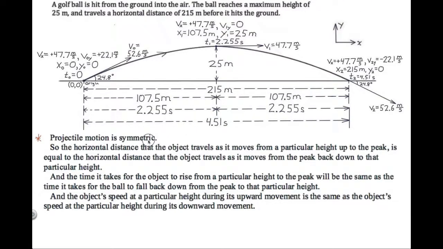Projectile motion is symmetric, so the horizontal distance that the ball travels as it rises from the ground to the peak is equal to the horizontal distance that the ball travels as it falls from the peak back down to the ground. And the time it takes the ball to rise from the ground to the peak is equal to the time it takes for the ball to fall from the peak back down to the ground. So, we were able to calculate that this distance was half of this distance. And we were able to calculate that this time elapsed was double this time elapsed.